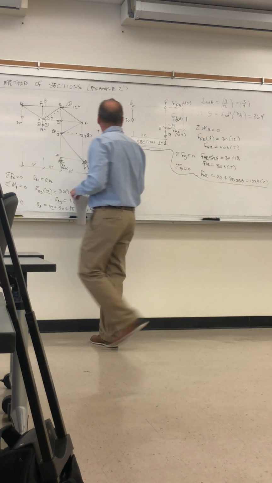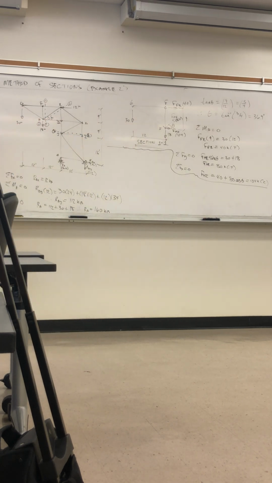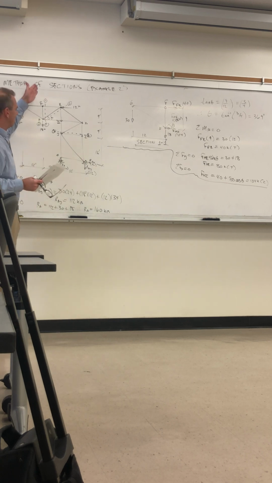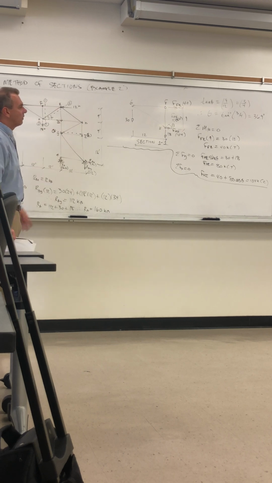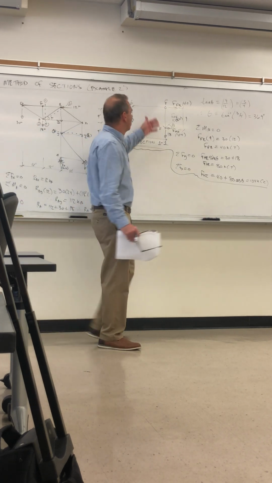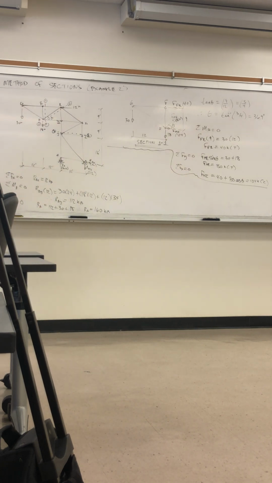Now let's do section 2.2 right below that. So that's section 1.1. We took a cut all the way through the structure. We sliced through 3 different members in order to do that. And then you have to cut through, as I said before, the members of interest. Now let's go to 2. This is a diagonal cut.